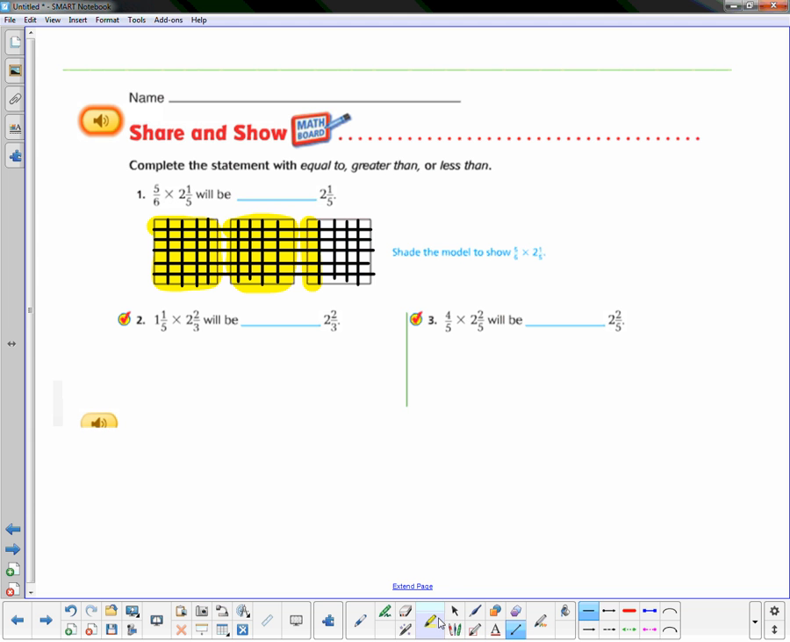Now I've got 5/6 of those. That means I'm going to overlap with a different color. If I did green, no, I'm not going to do green. Let's do the pink. Okay, so 5/6, going the whole other way. And where it's overlapped, that's my answer.